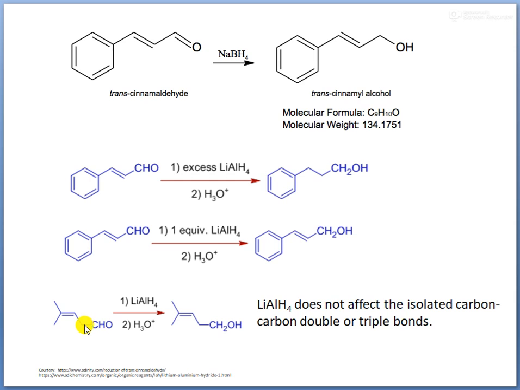So here this is the alpha carbon and this is the beta carbon. Here this double bond is not in conjugation with the carbonyl group, therefore this is isolated. So such types of double bonds will not be reduced by lithium aluminium hydride.